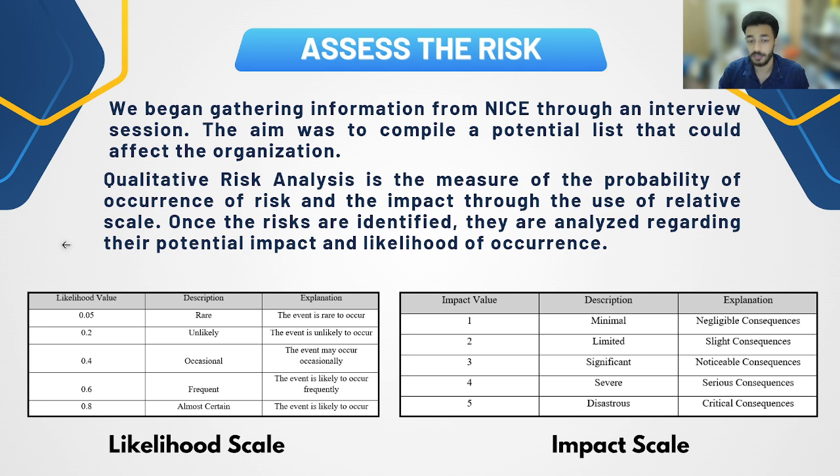So, as I explained, we used qualitative risk analysis. Therefore, we made two scales that we can use later for our risk exposure. First, we created the likelihood scale: 0.05 for rare, 0.2 for unlikely, 0.4 occasionally, 0.6 frequent, and 0.8 almost certain. Then for the impact scale, we have 1 to 5: 1 for minimal, 2 limited, 3 significant, 4 severe, and 5 catastrophic.